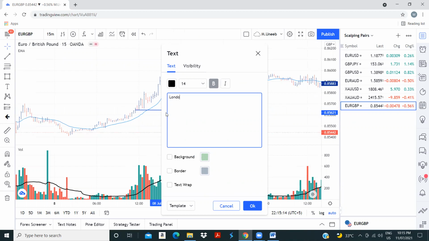During the New York session, we do not have the London high because the London session and the New York session have an overlap. You got it? Yes. London open entry is a little bit different from the New York open.